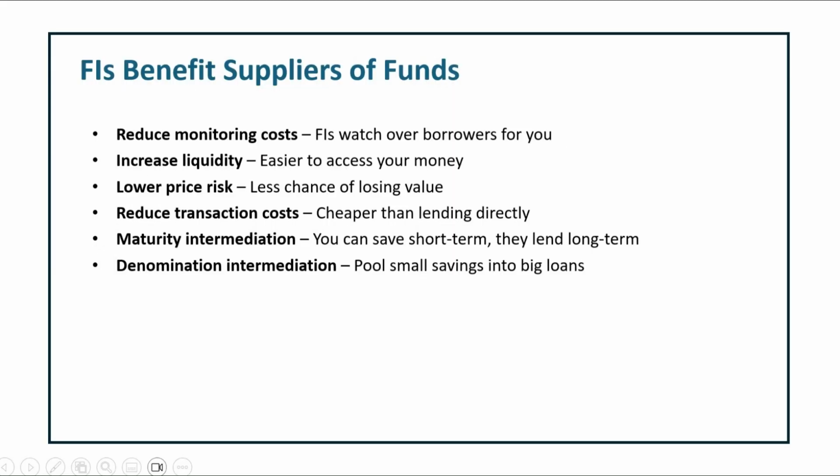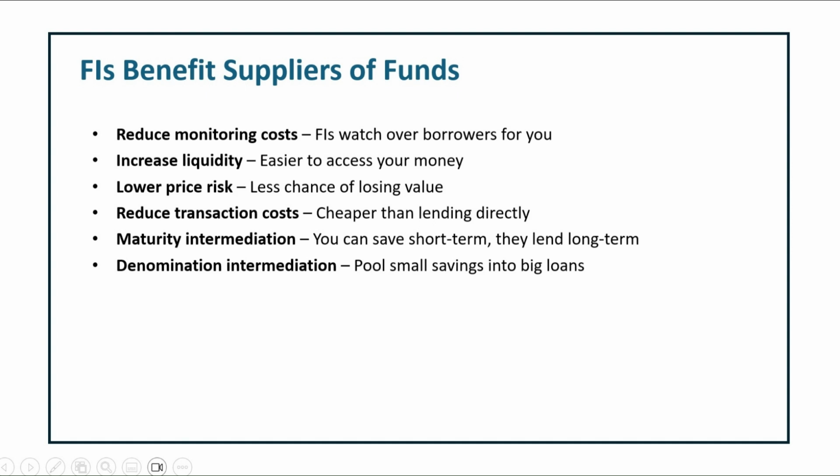Let's now look at how financial institutions, FIs, benefit suppliers of funds, like households and investors. First, they reduce monitoring costs by keeping an eye on borrowers, so you don't have to. They also increase liquidity, meaning it's easier for you to access your money when needed. FIs help lower price risk, reducing the chance that your investment will lose value suddenly. They also reduce transaction costs, which means it's cheaper and more convenient than lending or investing directly.